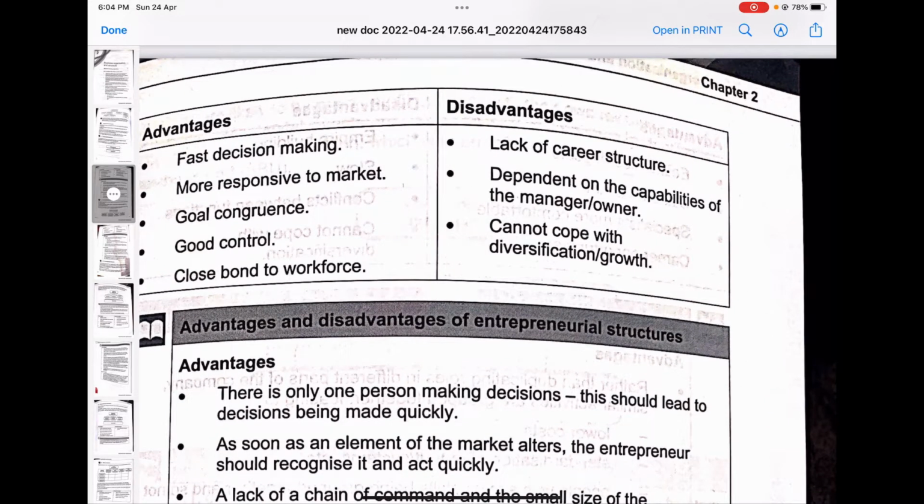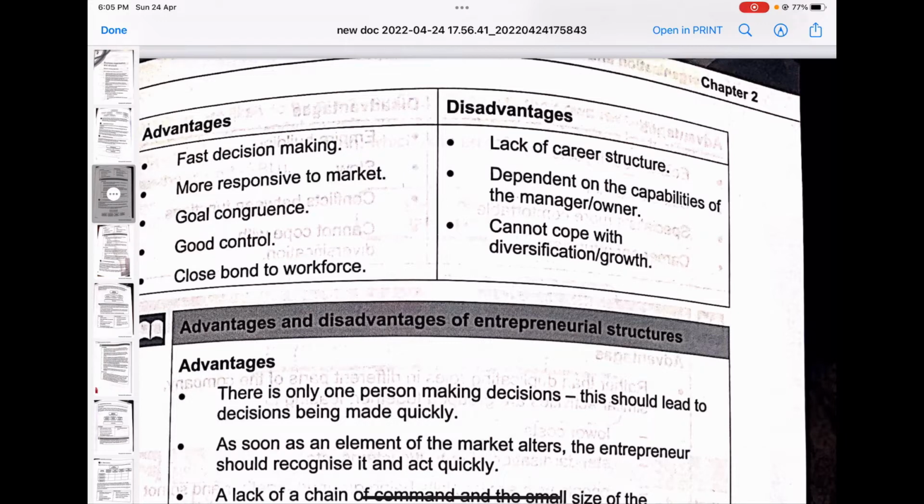Then we have dependence on the capabilities of the manager or owner. Since it's a small business and just one person is heading the organization, all the employees are dependent on the capabilities of the entrepreneur. And the third one is cannot cope with diversification or growth. This we've covered earlier. When there's diversification or growth, the entrepreneurial structure cannot cope with it, because we need more people, and there will be more departments, so one person will not be able to manage everything. So that was the entrepreneurial structure.